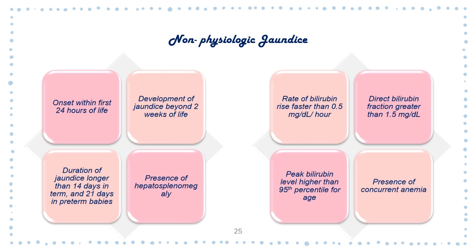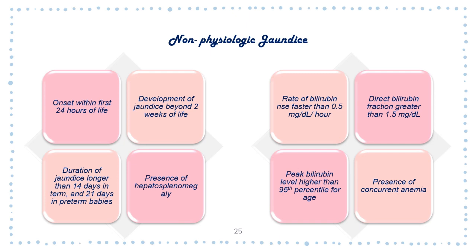Now, non-physiological jaundice, and this is the jaundice which we need to have an extensive grasp on because there's a lot of components, and as a doctor, we need to know what to look out for. So, what are the features of non-physiologic jaundice? The onset will be within the first 24 hours of life or beyond the first 2 weeks of life. So, either it starts very early or it develops or persists beyond 2 weeks of life, or 21 days of life in a preterm baby.